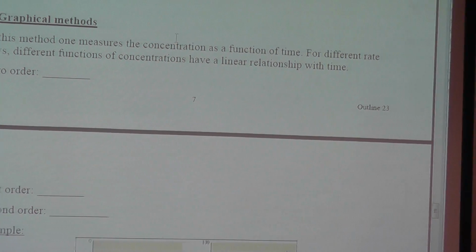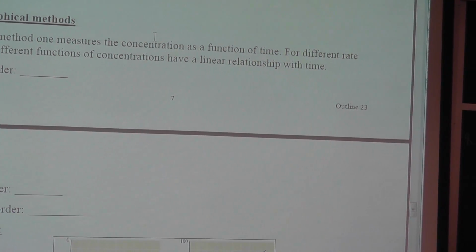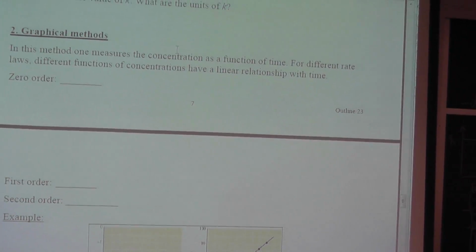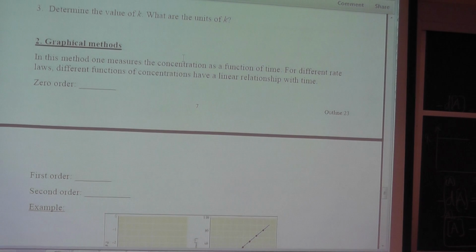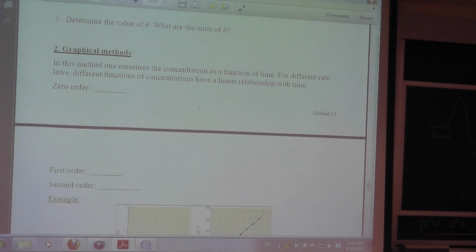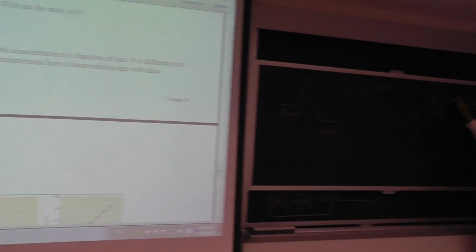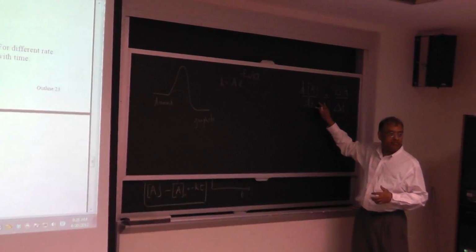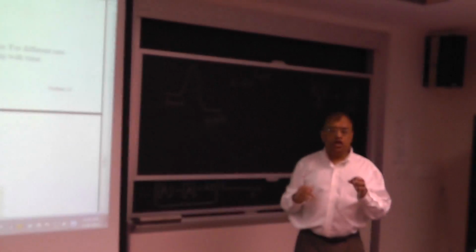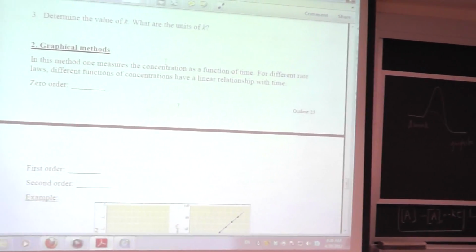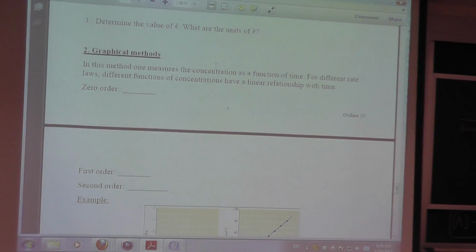One thing I can say is that the rate always has units of concentration divided by time. Always rate has to have concentration divided by time as the units. But the rate constant will have units that depend on the value of X, Y, and Z. And I'll ask you to figure that out at your leisure.